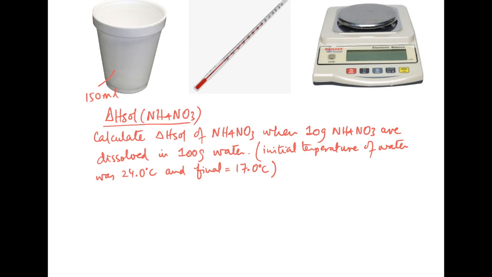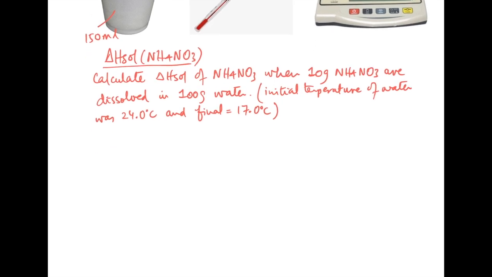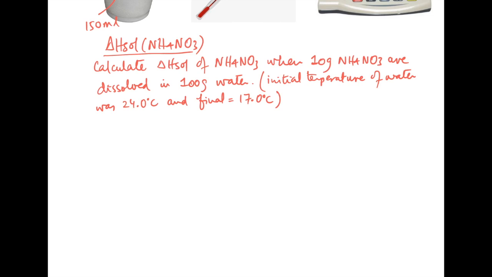Initial temperature is 24 and final is 17. This shows that the reaction is endothermic. First, you calculate how much heat was absorbed. Q equals mc delta T. M is the mass of water, 100. The specific heat capacity is 4.18, from the first page of the data booklet. And delta T is 7. If we calculate the value, it is 2926 joules. So this many joules are absorbed.